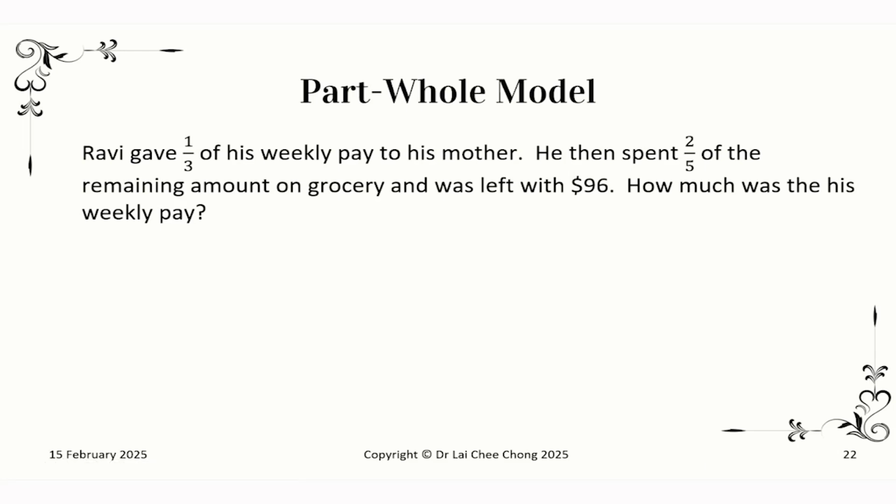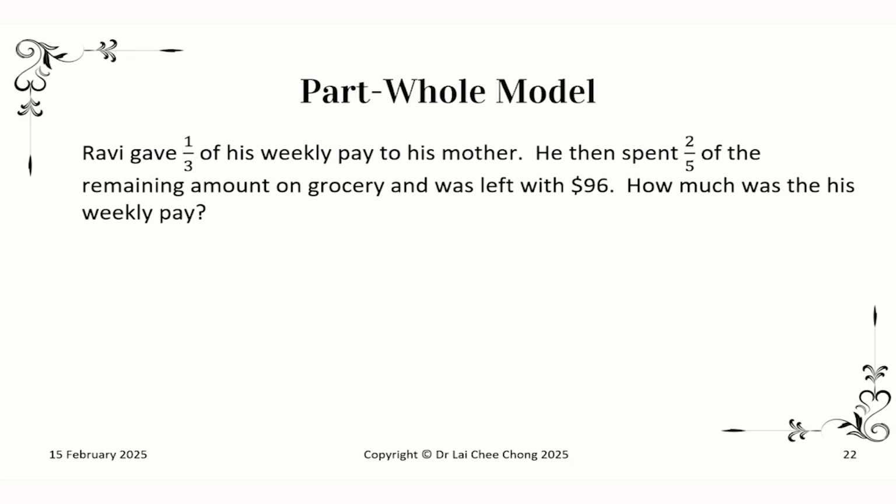Okay, another one. I'll give you a few more questions here. Let's see what it is. Ravi gave 1/3 of his weekly pay to his mother. He then spent 2/5 of the remaining amount on grocery and was left with $96. How much was his weekly pay? Oh, this is a bit complicated, with all the fractions here.